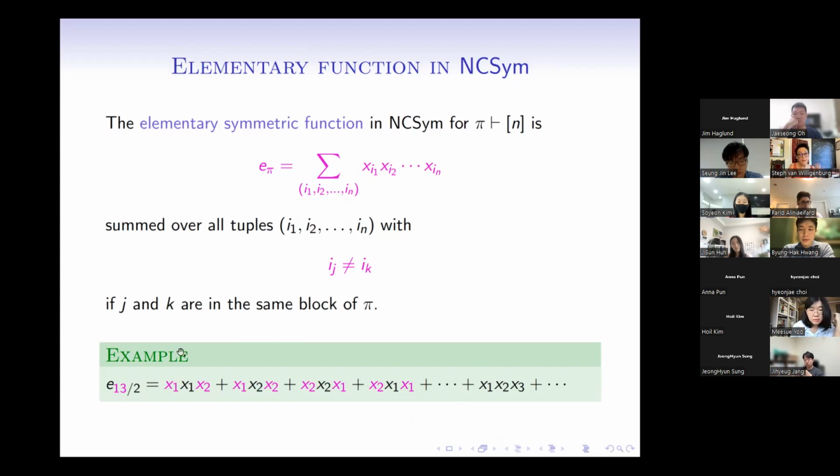So for example, if I wanted to compute E132, then since 1 and 3 are in the same block, we know that our variables in the first and the third position have to be different. So we've got that we can have terms like x1, x1, x2, x1, x2, x2, x2, x2, x1, x2, x1, x1, and of course, all your variables can be different. That is definitely allowed. So you can have monomials such as x1, x2, x3.